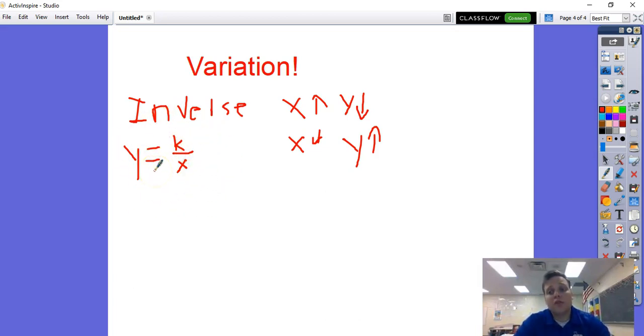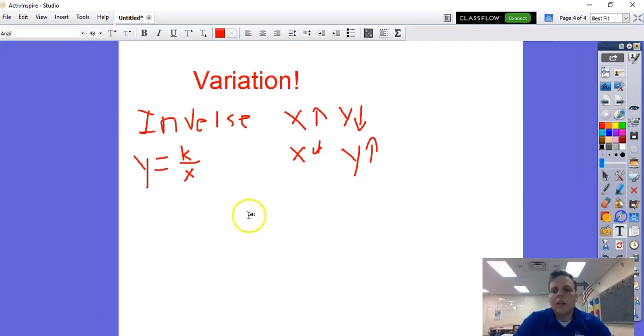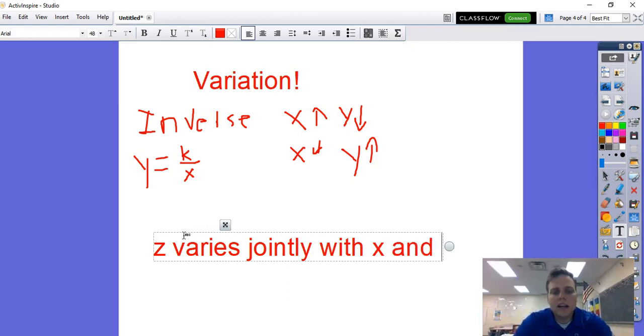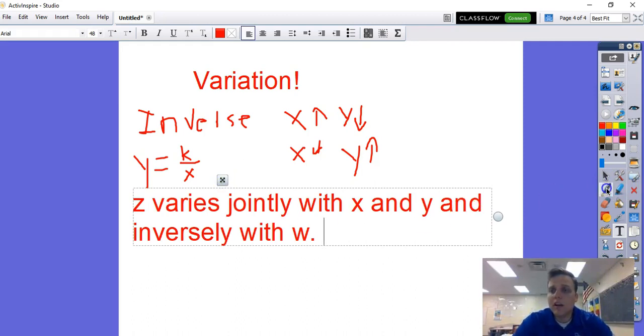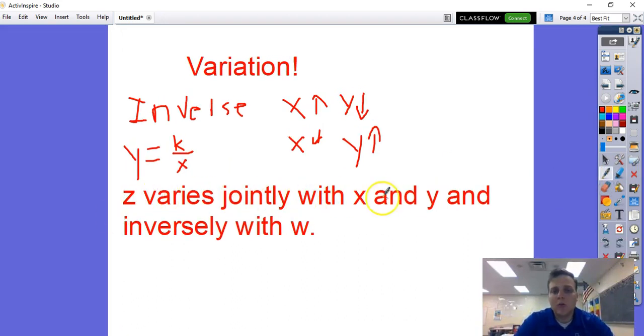That's your basic inverse variation formula. You should have written all the formulas down so far. Now, I can make it more complicated by saying something like z varies jointly with x and y, and inversely with w. This is not meant to be confusing, but I want to make sure I cover it. It says z varies jointly with x and y, so that means there's direct variation with x and y, and inverse variation with w.